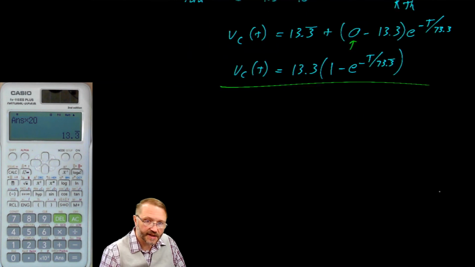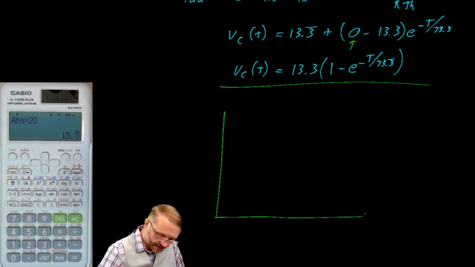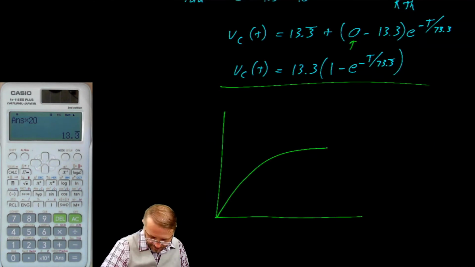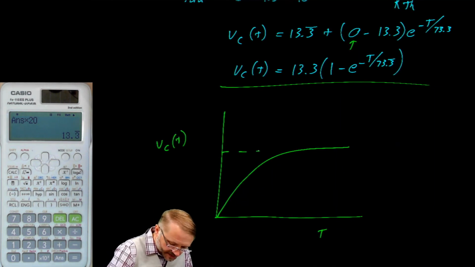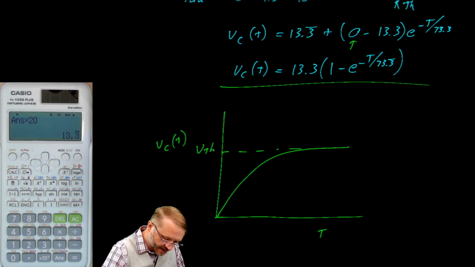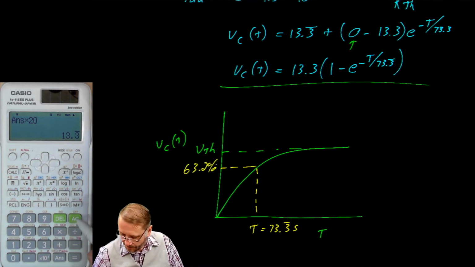Remember that this is the equation that describes the way the capacitor charges. So as a function of time, and this being the capacitor voltage, we see that the capacitor charges to V Thévenin. And if you want, we can add important things. For example, this is tau at time equal tau, which is equal to 73.3 seconds. We know that we'll be at 63.2% of V Thévenin. So that was 13.3 times 0.632.